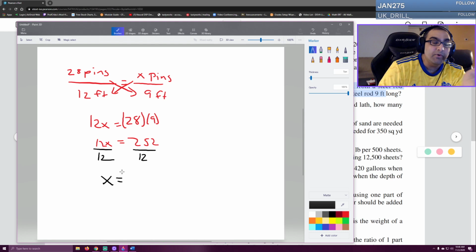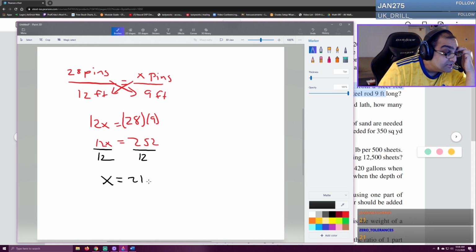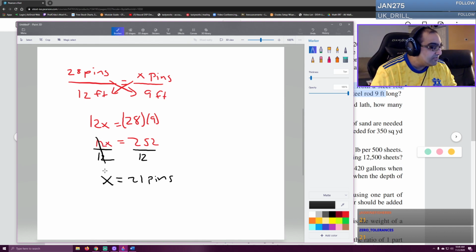So what do I get here in this instance? What's 252 divided by 12? 21. Okay, that's correct. So we get 21 pins here. So what I do on one side is what I have to do on the other side. Essentially, if I want to get x by itself, I do the opposite of multiply, which is divide. So I divide by 12. Then if I divide by 12 on one side to get rid of it, I have 252 divided by 12, and then x is equal to 21. And that's how I end up with that final answer.